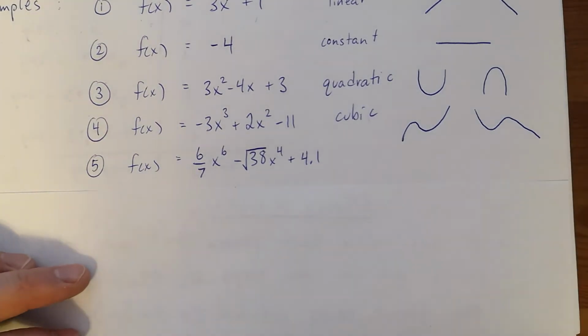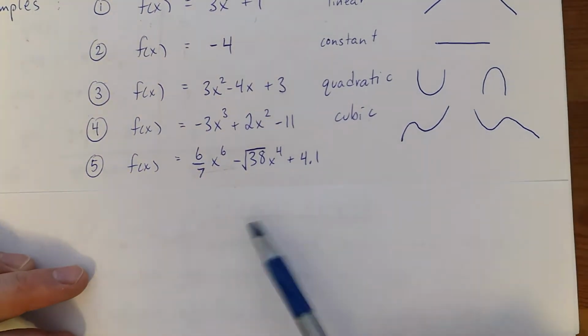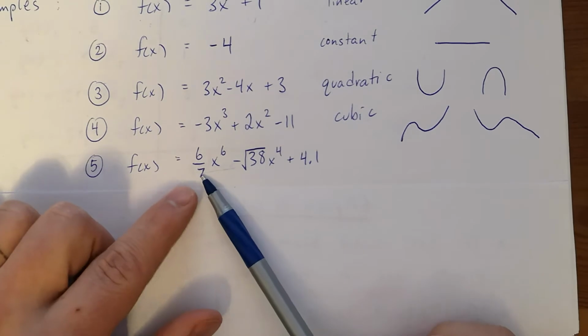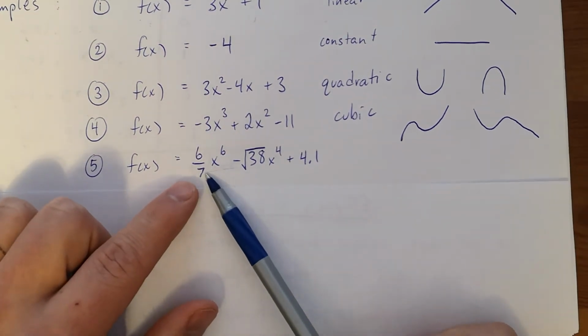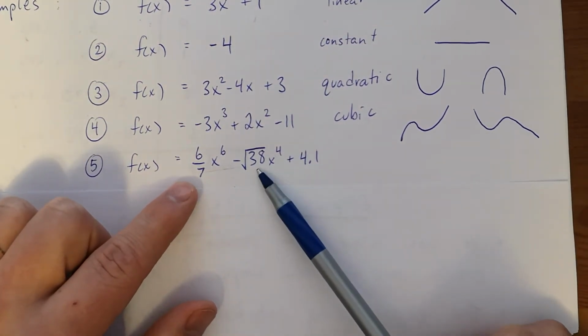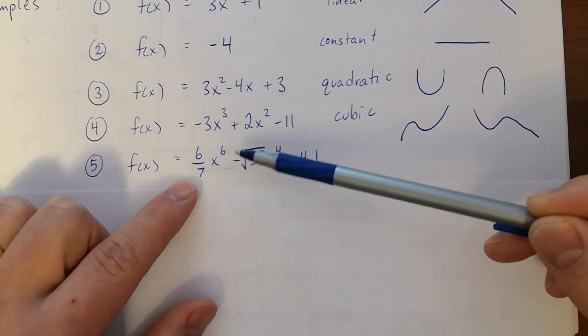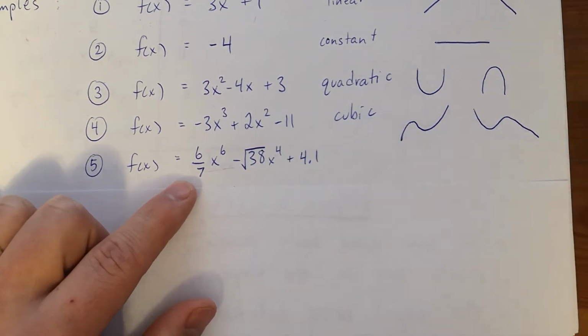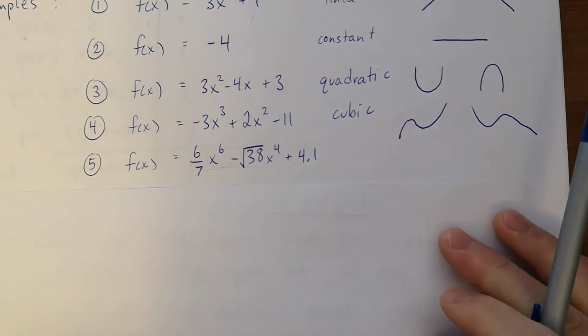The last one's kind of wacky, but I want to just show you. This is a polynomial. There's a fraction, but that's okay if it's the coefficient. There's a square root, but it's okay if it's just numbers underneath. The x's have whole number exponents. This decimal, again, if it's just a number, that's fine.